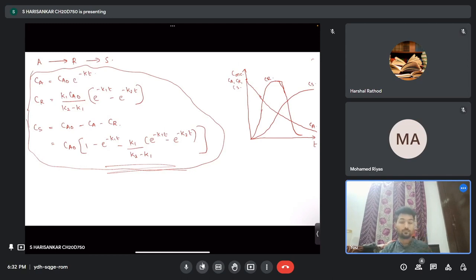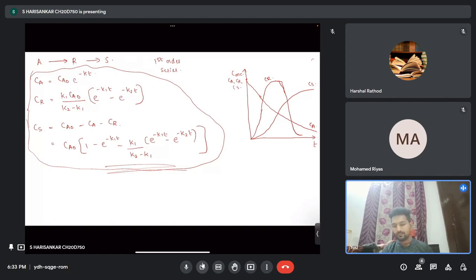So again, just to keep note, these expressions that we have written here are under the assumption that these are first order series reactions. So let's say if you have second order or third order reactions in series, you will have to use those terms and find the equations for the concentrations of A, R, and S. So yeah, we have the profiles for CA, CR, and CS.